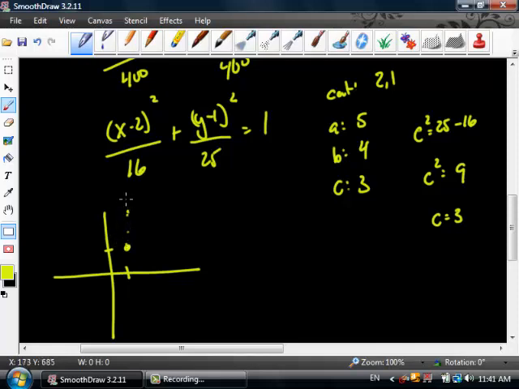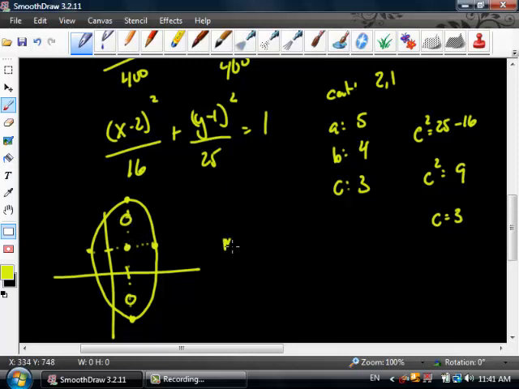1, 2, 3, 4, 5. Yeah, on the y-axis. So that's right. 1, 2, 3, 4, 5. And then out 1, 2, 3, 4. So your ellipse should kind of resemble this. Obviously, you guys will be given graphs on the test, so you guys will be able to do it more accurately. Foci is 3 up, 3 down.